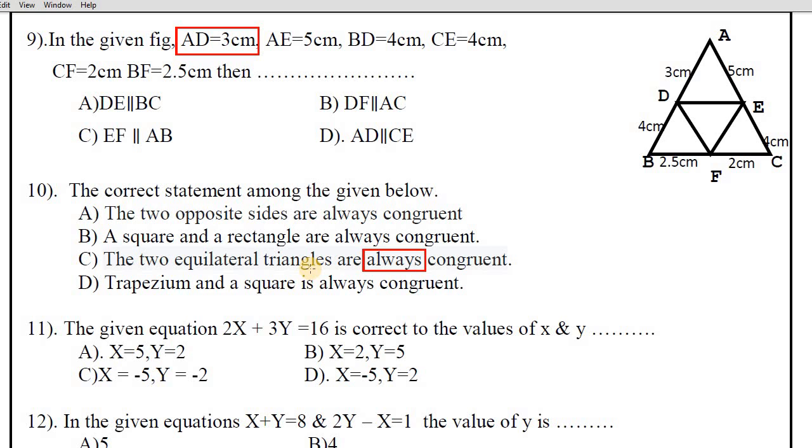So, there wouldn't be the word always. See, here all options are actually wrong. So, my suggestion is go for option C if there is no word always.